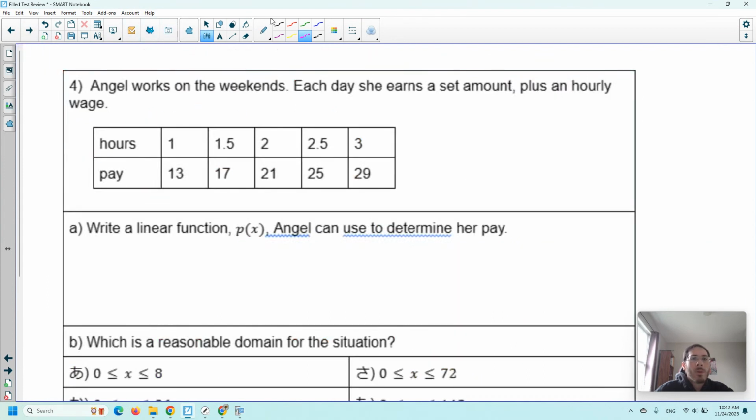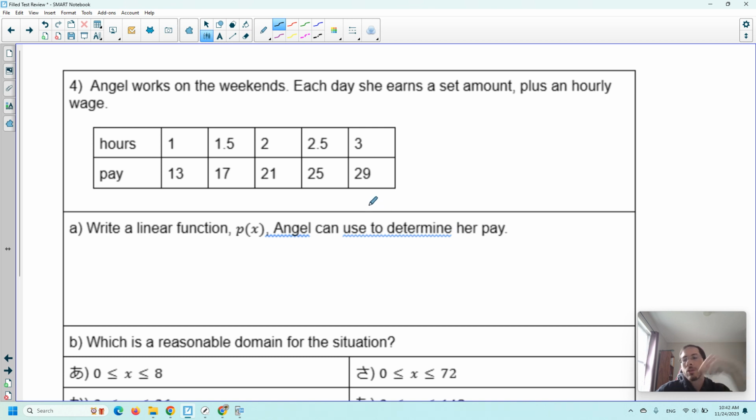All right, number 4, kind of a big question only because there's a lot of parts. Because again, the goal of this whole topic wasn't to do like one big question. It's to do a question with a lot of little parts and think about a lot of the answers. So it says, Angel works on the weekends. Each day she earns a set amount plus an hourly wage. Write a linear function p of x Angel can use to determine her pay.